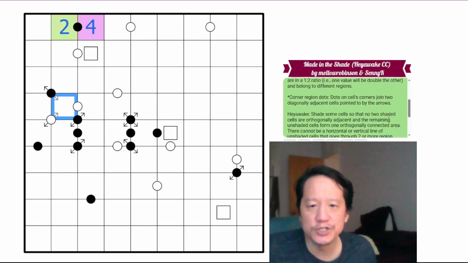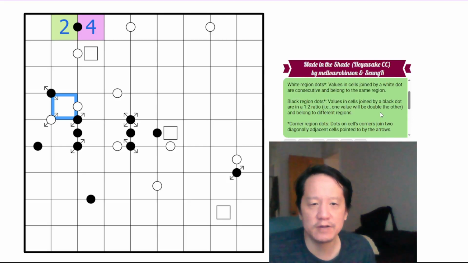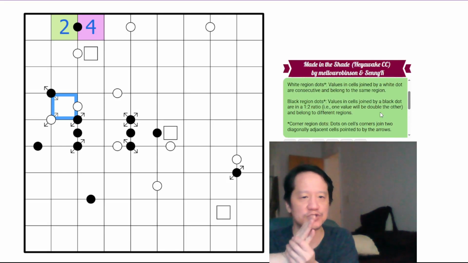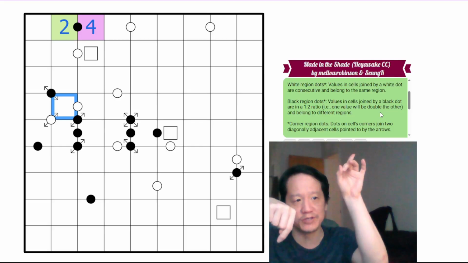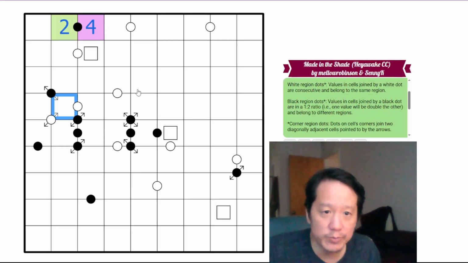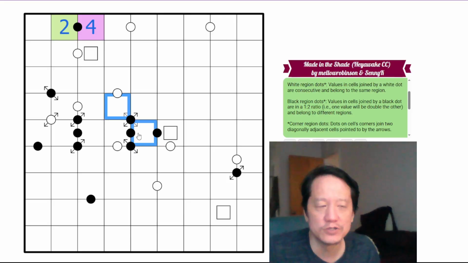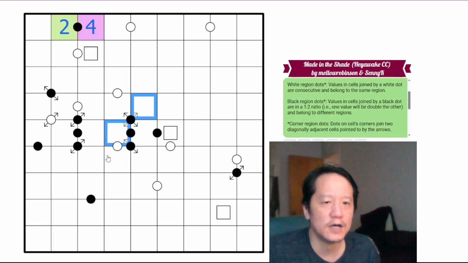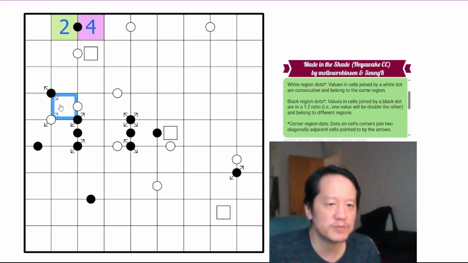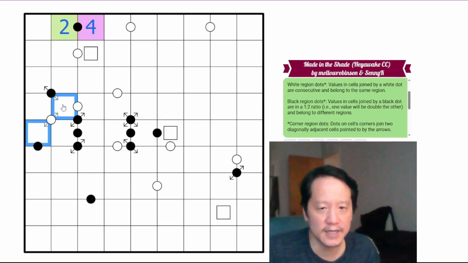So corner region dots are basically like dots on a line. It's just that they join specifically the cells that are pointed to. So it would be these two must be in a 1:2 ratio and are in different regions. These two must be in a 1:2 ratio and are different regions. These two must be in a 1:2 ratio and be in different regions. These two must be consecutive and must be in the same region.